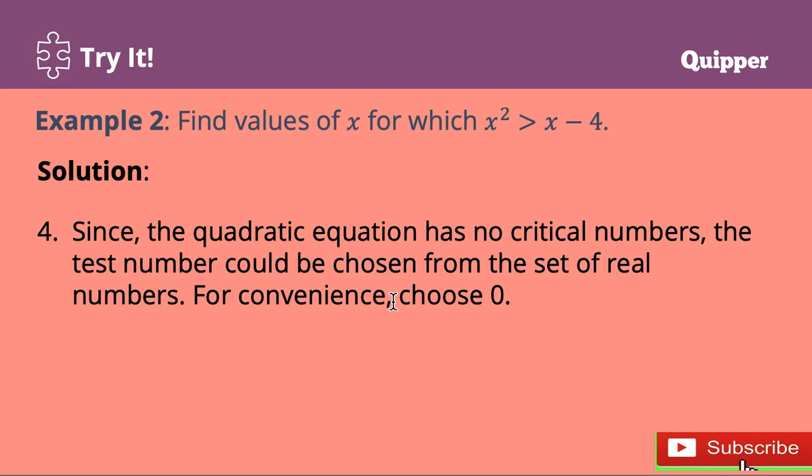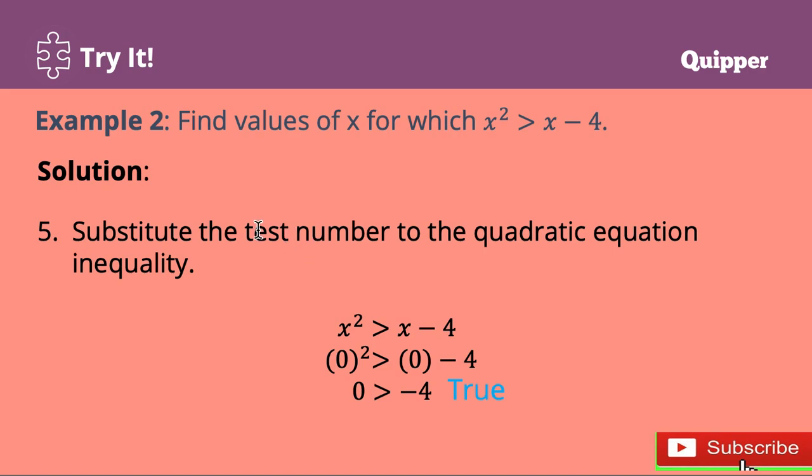We'll try 0. So substitute the test number into the quadratic inequality. We have 0 squared is greater than 0 minus 4. And 0 squared is just 0. 0 minus 4 is negative 4. 0 is really greater than negative 4, and that is true.